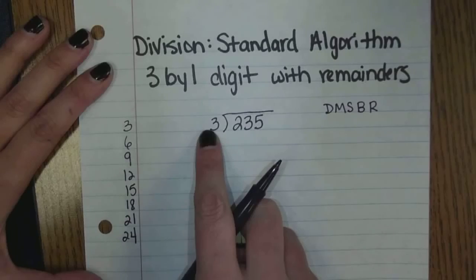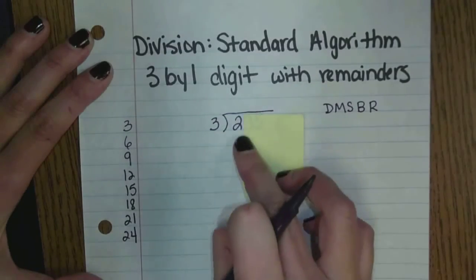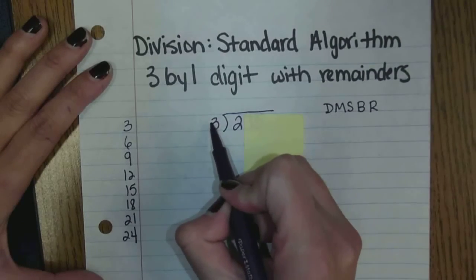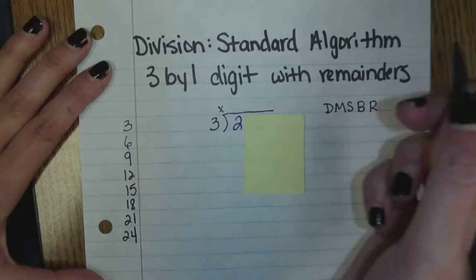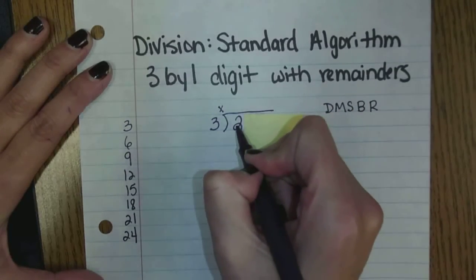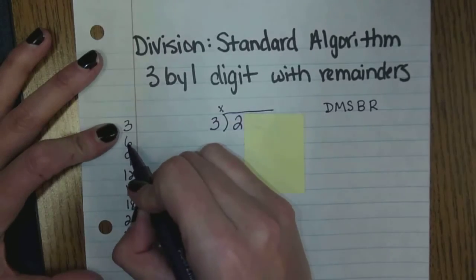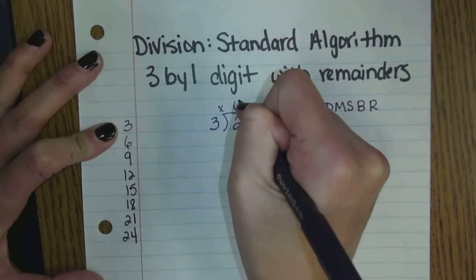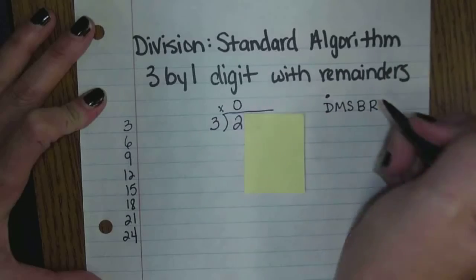We have 1 digit on our outside divisor, and we're only going to look at 1 number on the inside. So what we will do is cover up the other 2 digits. How many times can I count by 3 and get close to or land on 2? Or the other way to think about it is, how many groups of 3 are there in 2? If I look at my list, I'm already over 2, so there's 0 groups of 3 in a 2. So that's going to be our division.